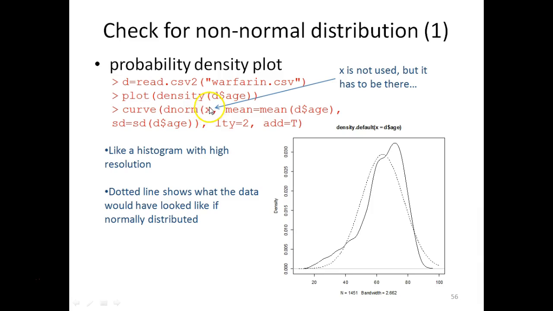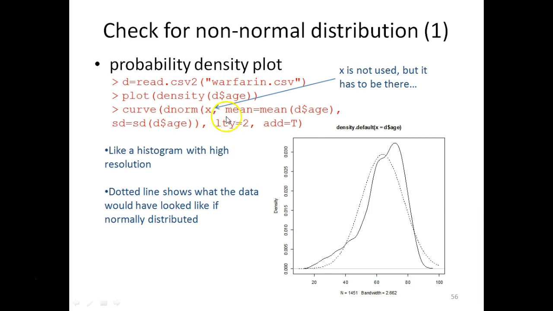We start here by giving x as the first argument, and there is probably a good reason for this, but it's enough to know that there has to be an x here. Just write it. Then you provide it with the mean and the standard deviation, and we set the mean here to the mean value of the ages and the standard deviation to the standard deviation of the ages, because had the ages been normally distributed, then the mean would have been the mean of all values and the standard deviation would have been the standard deviation of all values.